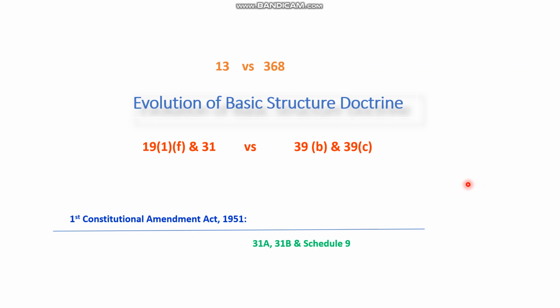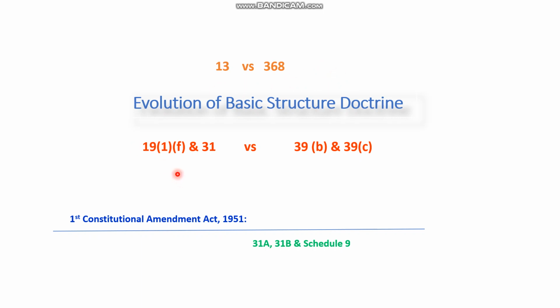To understand the evolution of the basic structure doctrine, we need to understand two clashes between articles. The first clash is Article 13 versus Article 368, and the second clash is Article 19(1)(f) and Article 31 versus Article 39(b) and Article 39(c). Let's see these clashes. Article 13 says any law inconsistent with fundamental rights shall be declared void and unconstitutional by the judiciary, whereas Article 368 gives complete authority to the Parliament to amend any part of the Constitution, including the fundamental rights. There is a clash between these.